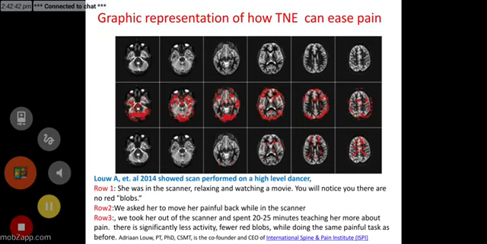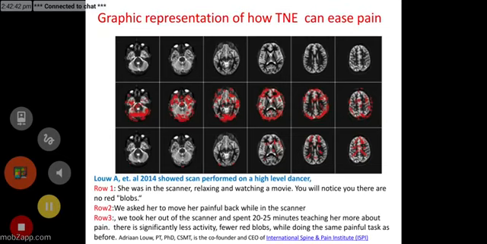Now, an experiment was done by Professor Liu, who published a paper in 2014 about therapeutic neuroscience education and how it can ease pain. If you can see, there are three rows of slides. In row 1, she was a high level dancer having chronic pain. When she came to Professor Liu, she was put in the scanner, relaxing, watching a movie, and you will notice there are no red blobs. In the second row, she was asked to move her painful back while in the scanner, and you can see a lot of redness and red blobs. They came on the movement when she moved her painful back.